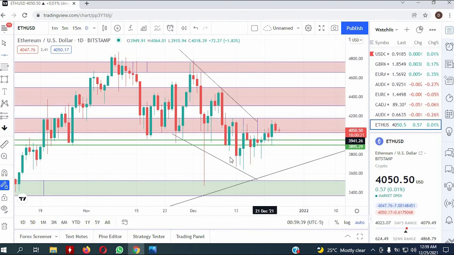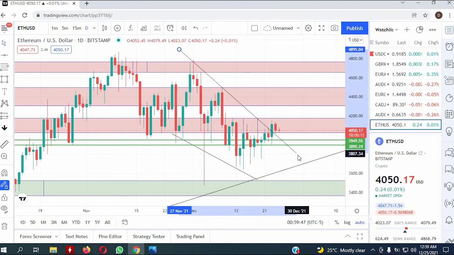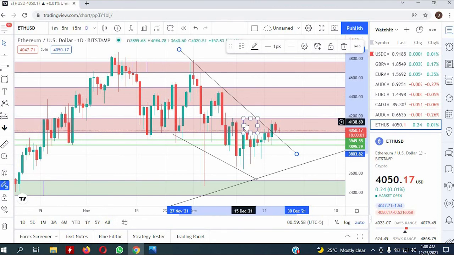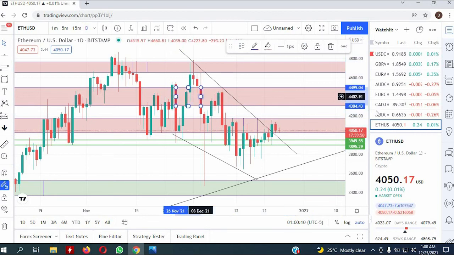Now the Ethereum is showing signs of a reversal by breaking through the trend line. So the Ethereum is facing some resistance in this area. Now if the Ethereum breaks through this area, it will push further up into this area at 4304.43 to 4499.04.